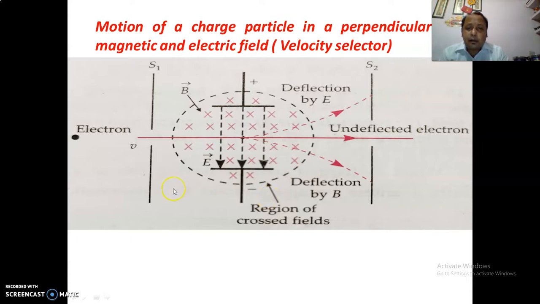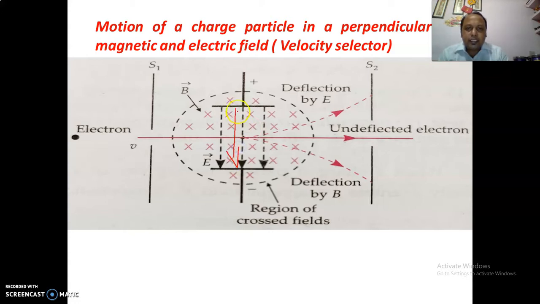Now let us understand how it works, and for example let us take some electrons having different velocities, and let us allow all of them to enter horizontally through the slit S1. Now when the electron reaches here, it encounters two fields. One is the electric field and another is the magnetic field. The electric field is from the positive to the negative plate, that is, the electric field is in this direction.